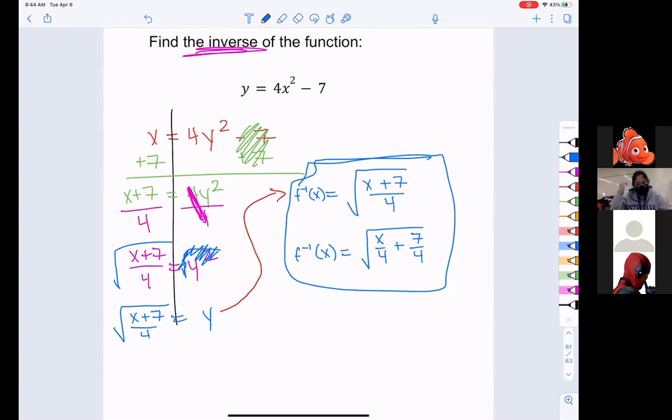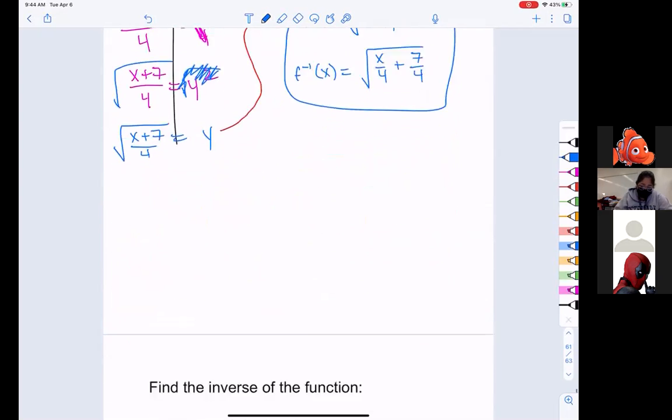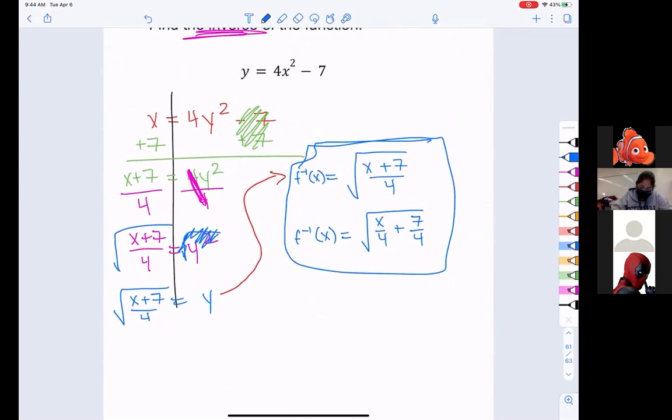So 7 divided by 4. Fine. All right, so then those are good. Let me separate the fraction for another possible answer choice.